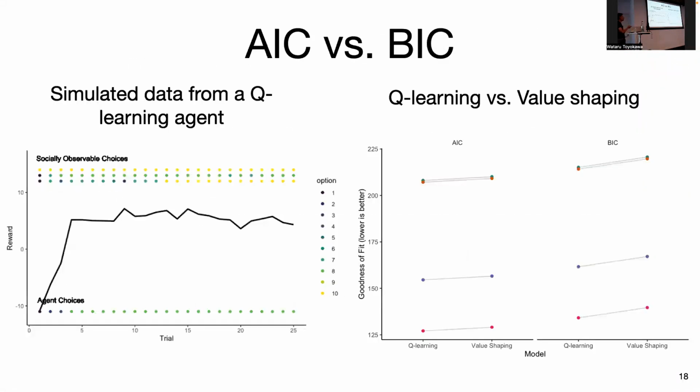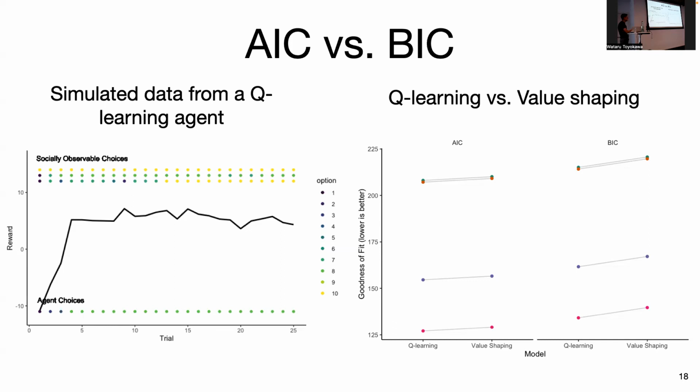In the code notebooks, we provide a simple set of simulations and model fits. I simulated some data from a Q-learning agent here in a social bandit task. So the agents are making these choices, which correspond to different arms of the bandit. And here are socially observable choices, though of course the Q-learning agent doesn't make use of them, right? Each row is a different agent making their choices. And we're trying to compare two models here, Q-learning versus value shaping, where the true data comes from the Q-learning agent. And we're looking at AIC.